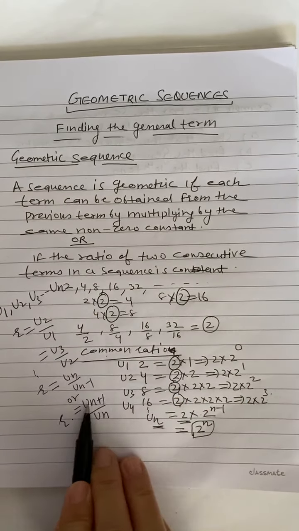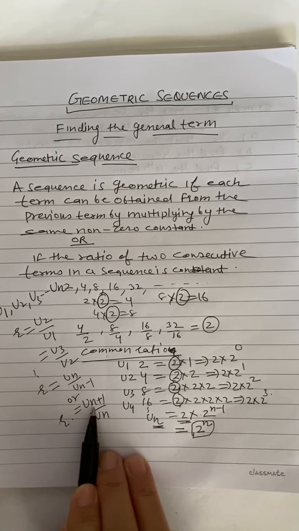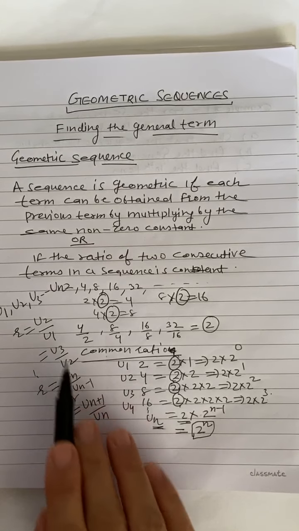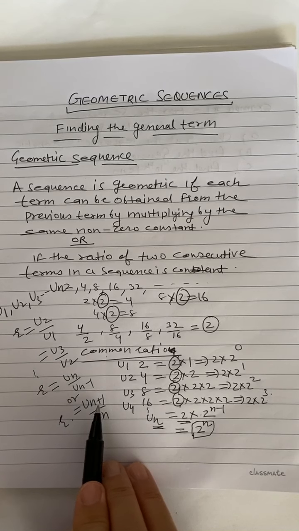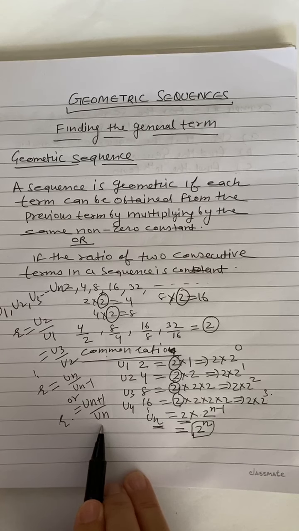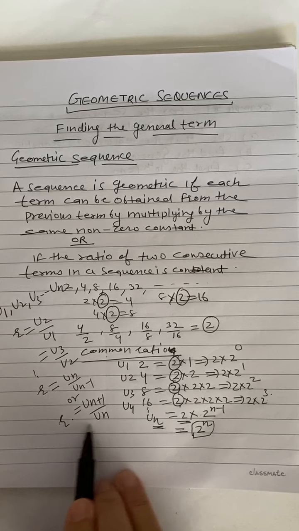So it's always the second term divided by first, third term divided by second, nth term divided by n minus 1th term, and then n plus 1 divided by nth term. So this is the common ratio.